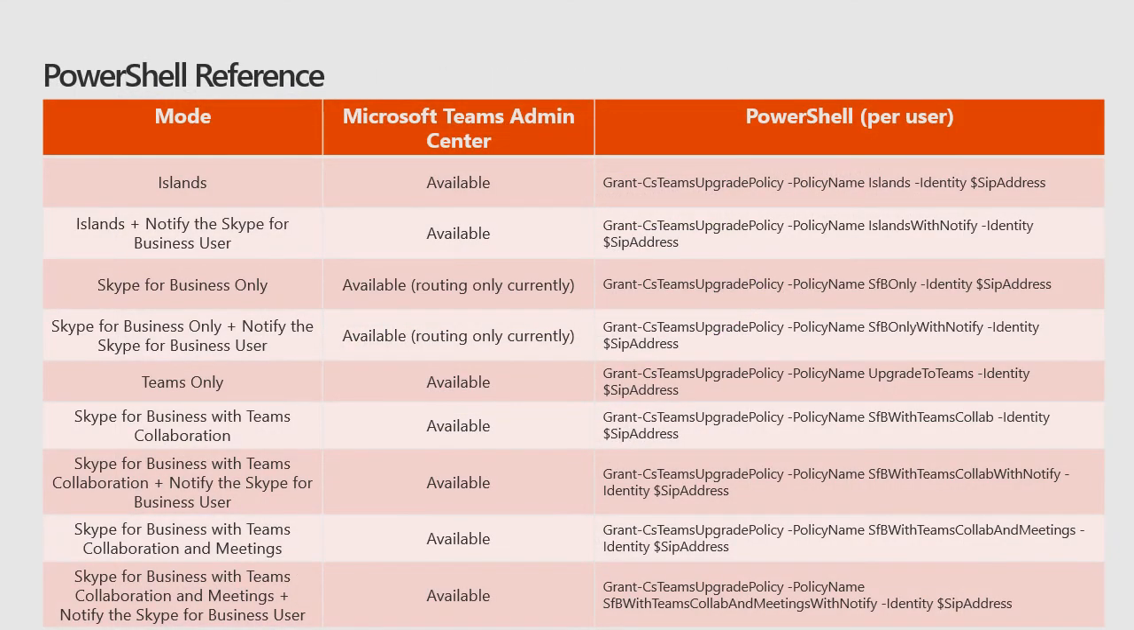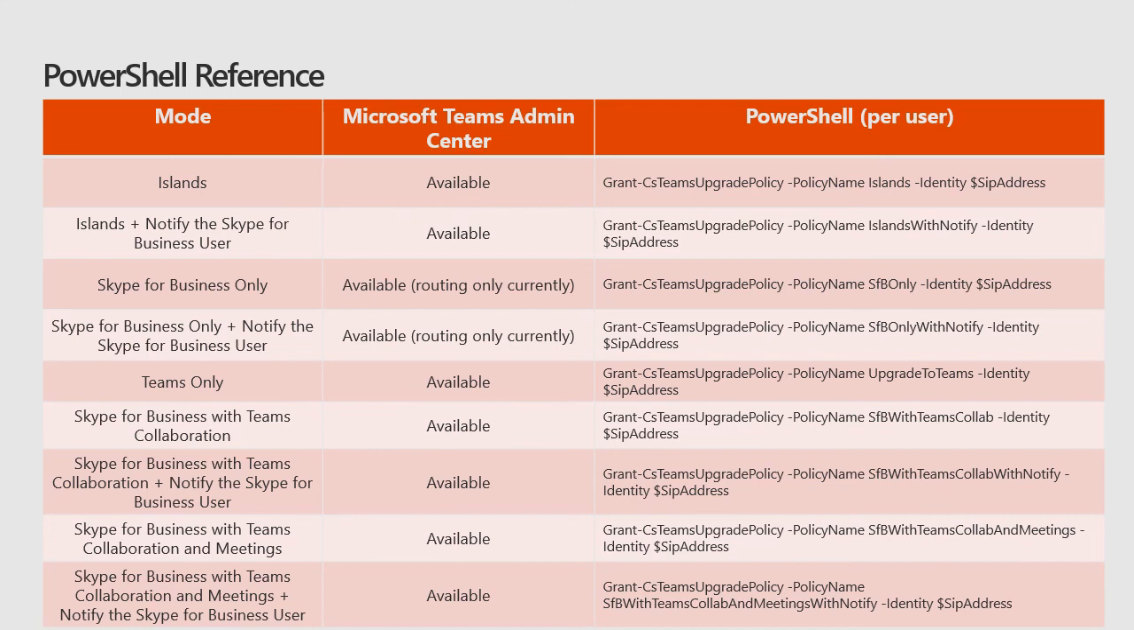This slide shows the PowerShell reference for how you would set a coexistence mode utilizing PowerShell. Now, of course, you can still do all of this through the Microsoft Teams Admin Center if you so desire. But the advantage of PowerShell is that it gives you the power of scripting, where you could do this in bulk. Currently, at the time of this recording, we don't have a great way to assign these various coexistence modes to a batch of users through the Teams Admin Center itself.